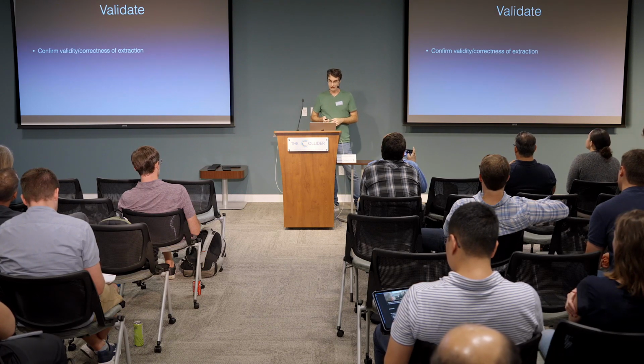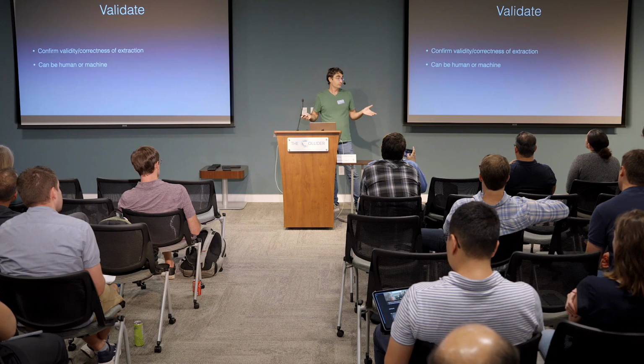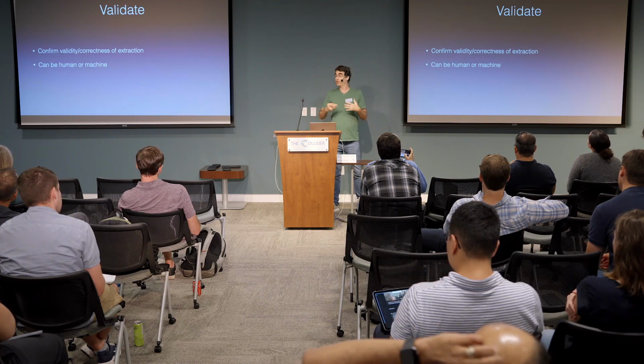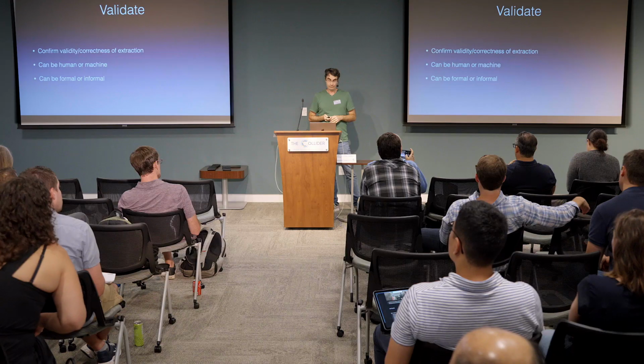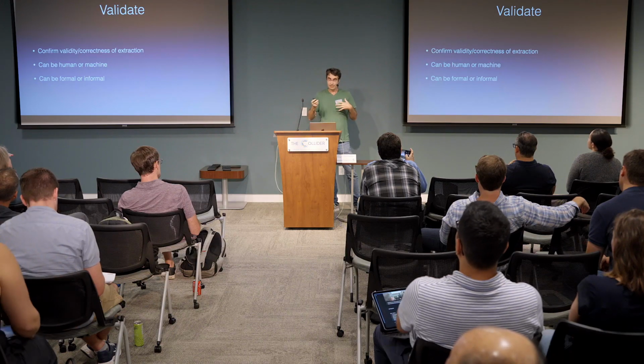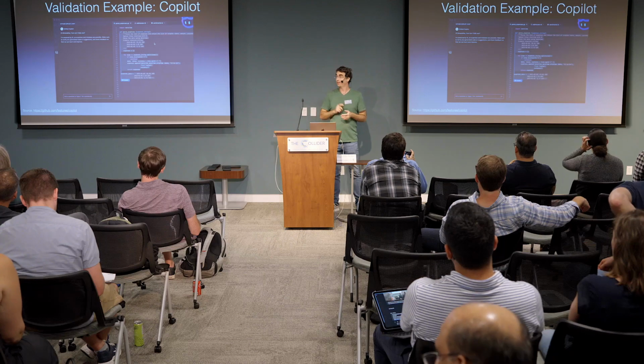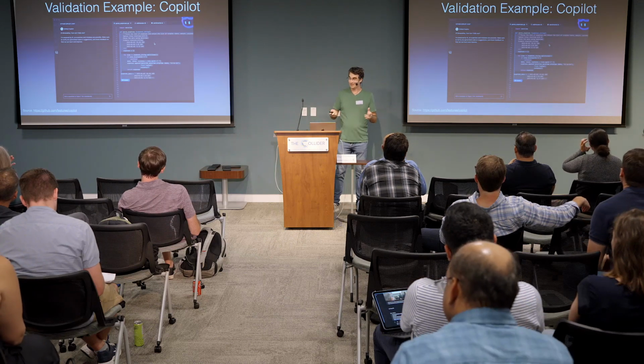That could be a human in the loop, as we just heard from Josh. That could be a machine validation. Great example earlier, Richard, you were talking about the formal checker for a math proof. You could have something formal. It can be formal, it can be informal, what have you. So quick example, Copilot. Before I knew there was a Copilot talk, I had this screenshot.